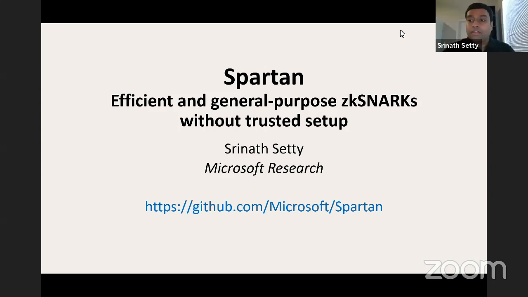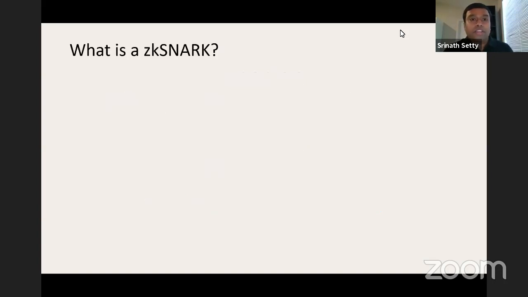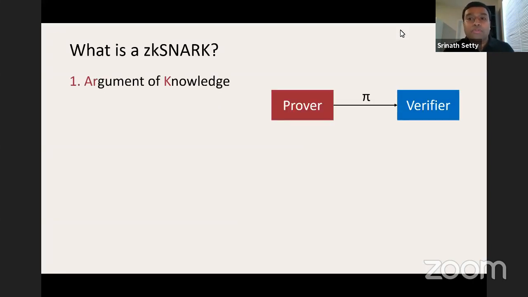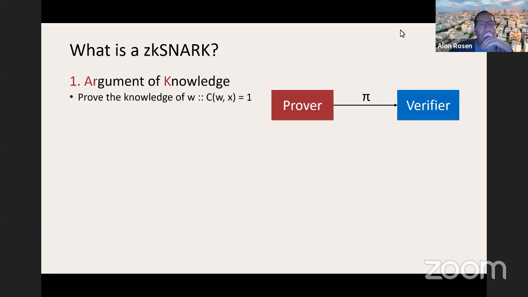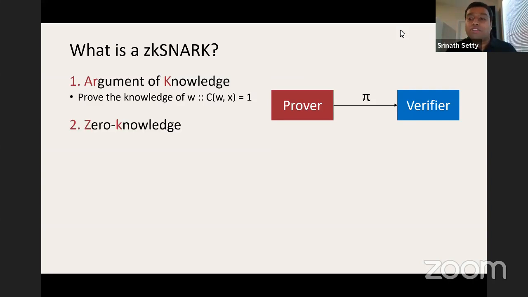This talk is about a new family of ZK snarks, which we call Spartan. Before I describe Spartan, let's recall what a ZK snark is. A ZK snark is an argument of knowledge, meaning that it's a protocol between a prover and a verifier. Specifically, given a circuit C, the prover wants to prove the knowledge of a witness W such that the circuit is satisfiable. Second, it's a zero knowledge argument, meaning that the proof hides the witness. Third, it's non-interactive. Finally, it's succinct.